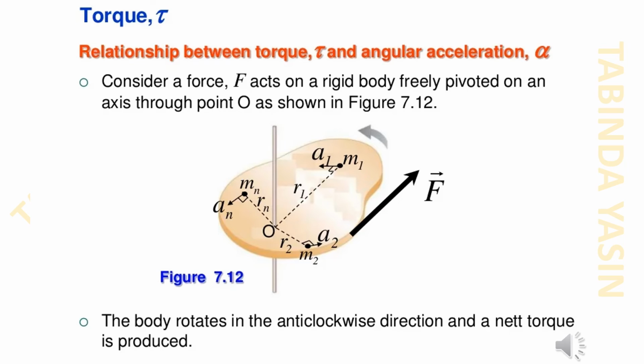The force F is along the tangent in the anti-clockwise direction. The body rotates in the anti-clockwise direction, and a net torque is produced on the rigid body in the circular motion.